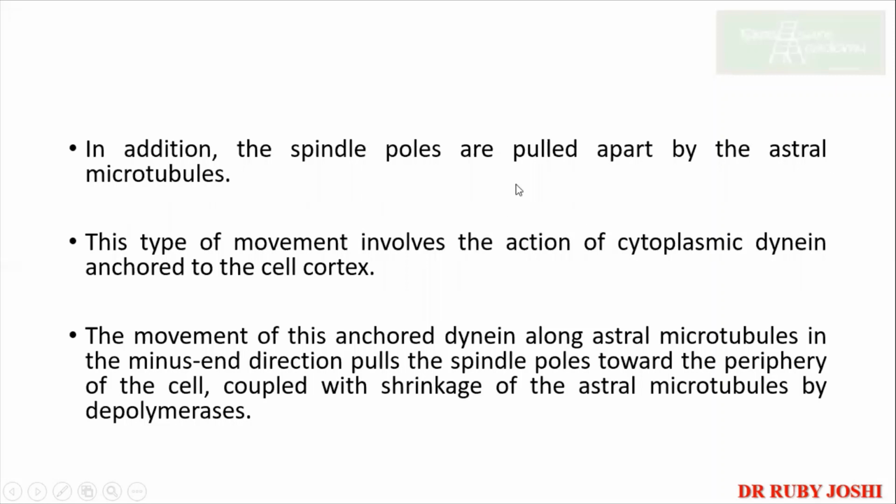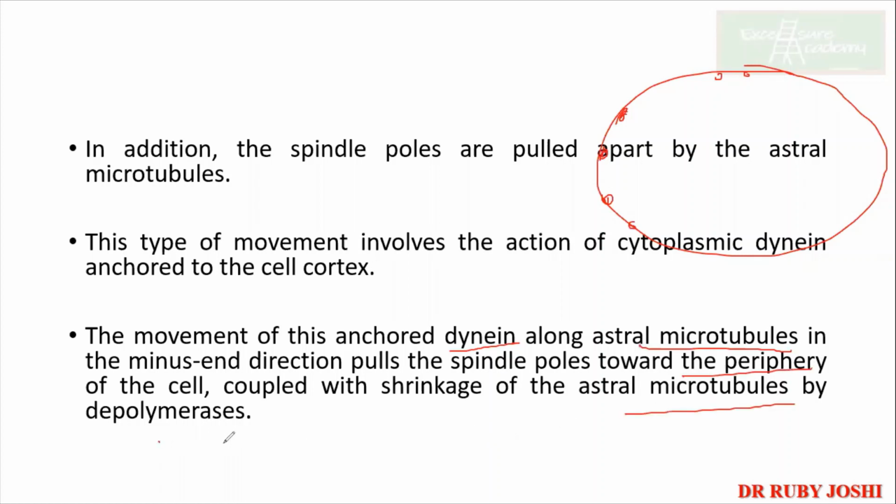Now, in addition to this, we also have the astral microtubules. Okay, so the spindle poles are also pulled apart by the astral microtubules. This type of movement involves the action of cytoplasmic dynein anchor to the cell cortex. So that's what those proteins I was talking about. So at the end, ये आपका cell cortex हुआ, correct? So यहाँ पे आपके dynein molecules present हैं, which is helping in this type of movement. So the movement of this anchor dynein along the astral microtubules in the minus end direction pulls the spindle poles towards the periphery of the cell, coupled with shrinkage of the astral microtubules by the depolymerases.